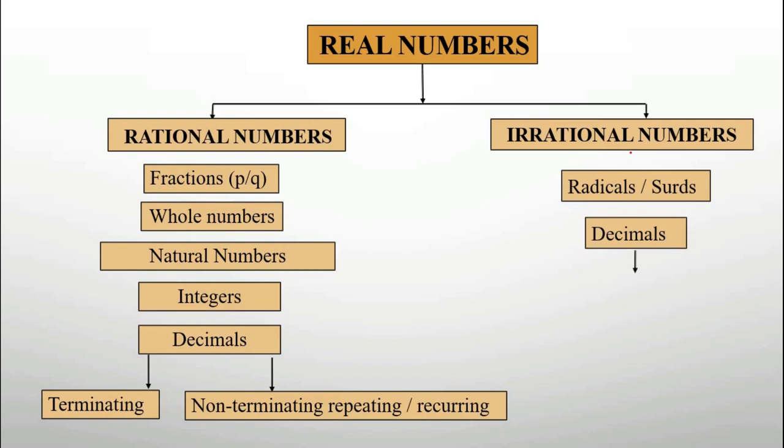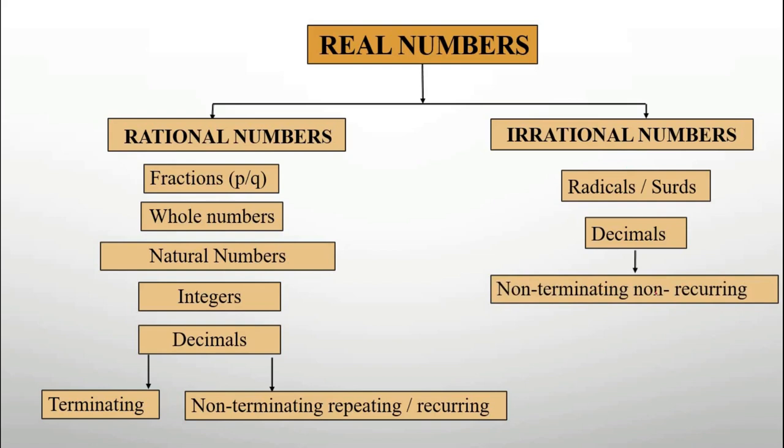The category which falls under this is non-terminating, non-recurring or non-repeating. For example, if I write a number over here, 2.31323334356 and it continues. As you can see, it is non-terminating, that is, it doesn't stop after some digits, and it is non-recurring. Neither of the numbers is repeated. Here we have 31, 32, 33, 34, 35, 36.